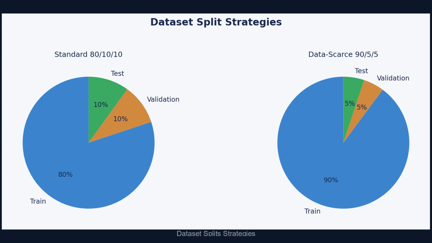The intuition: validation and test sets only need to be large enough to produce statistically meaningful metrics. A few hundred examples is often sufficient for that purpose, which means the rest can go toward training. Choose based on your total dataset size, not habit.